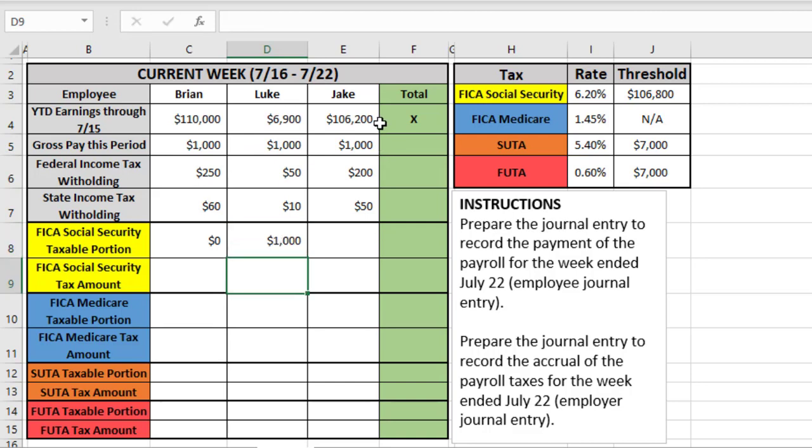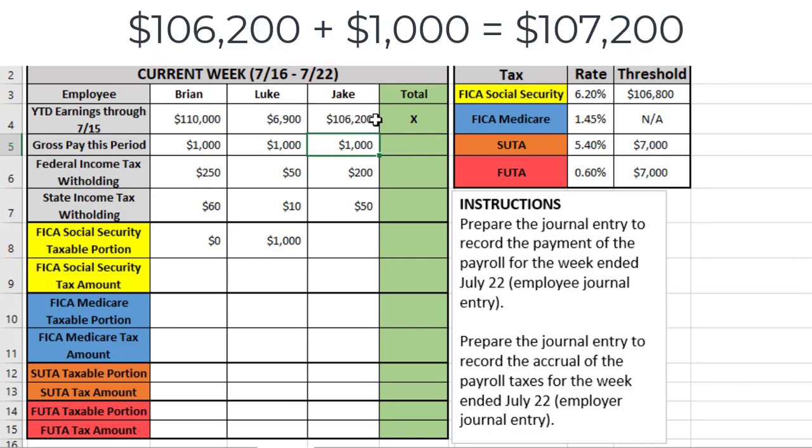Now Jake's situation is a little bit more complicated because right now, before the current period, he has made $106,200, which is just below the threshold of $106,800. And we'll notice that he made $1,000 this period, which is going to bring him above the threshold, right? Because if we take $106,200 and we add his current period pay, we're going to be at $107,200, and that's more than $106,800.